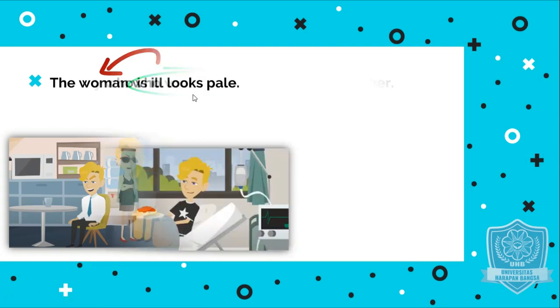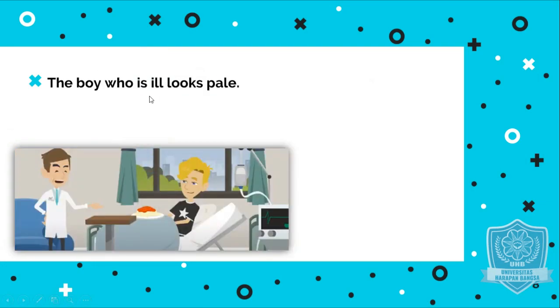The second sentence: the boy who is ill looks pale. Can you find the adjective clause? Well, that's right. The adjective clause is who is ill. Who is ill gives information about the boy. It is called an adjective clause.